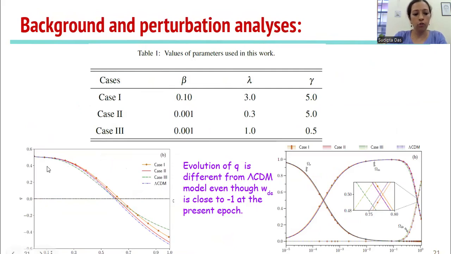What we have found is that if we look at the evolution of Q, obviously it is different from the blue one, which represents lambda CDM. For case 1, remember the strength of interaction is high, so it shows some deviation from lambda CDM. Obviously, initially the matter sector was dominating, and then gradually the dark energy sector takes over, so it provides us the correct cosmological evolution.